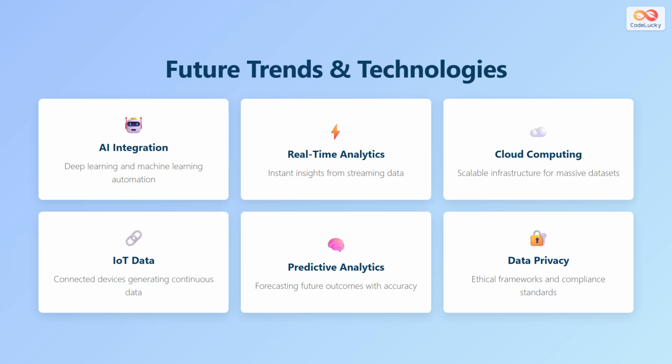Internet of Things, or IoT devices, generate continuous streams of data from sensors worldwide, creating new mining opportunities. Predictive analytics is becoming more accurate, helping businesses anticipate future trends with better precision. Data privacy and ethical frameworks are increasingly important as regulations like GDPR reshape how we handle personal information. Automated machine learning, or AutoML, is making data mining accessible to non-experts by automating model selection and tuning. These trends indicate that data mining will become more powerful, accessible, and integrated into everyday business decisions.